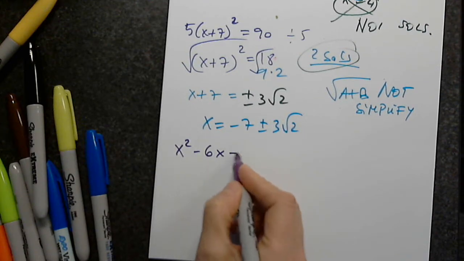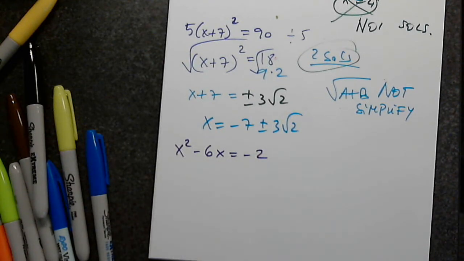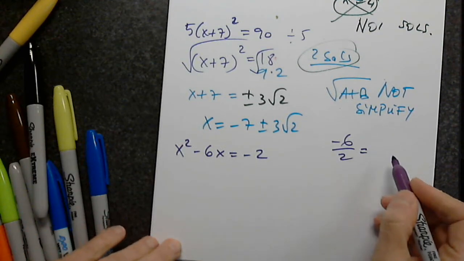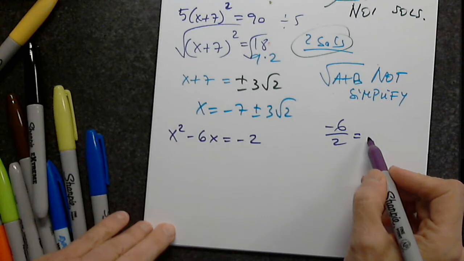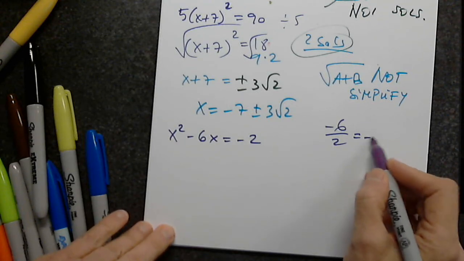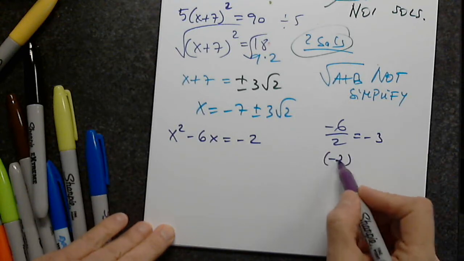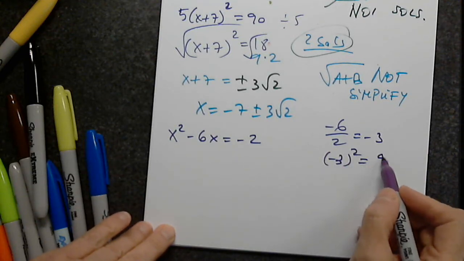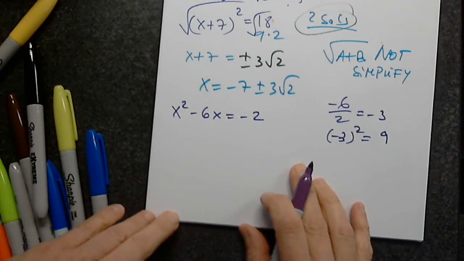X squared minus 6x equals -2. In this equation, we're asked to solve using completing the square. Okay. What is the method of completing the square? What does it say? What do I have to do? -6 over 2. Yes. Awesome. Which is -3. Yes. And then -3 squared. Good. So what do I add to both sides?